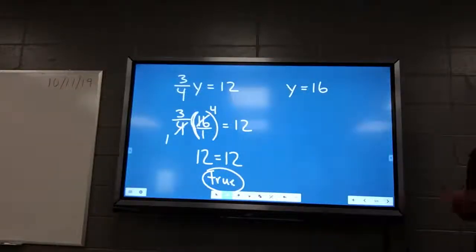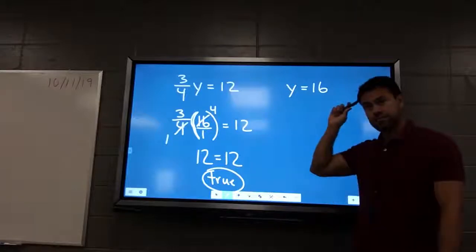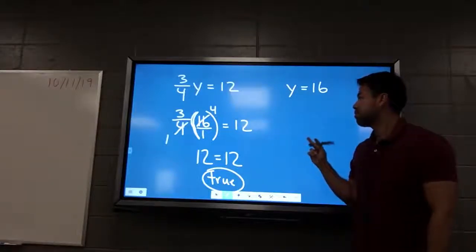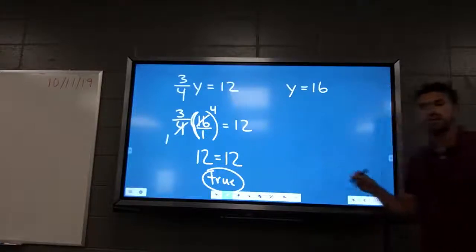Chris, last question. So I got true, but I got different numbers. Oh, okay. Yeah, so I got 3 equals 3. Let me look at it. I'll look at it in just a moment.